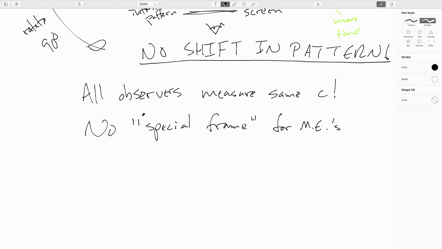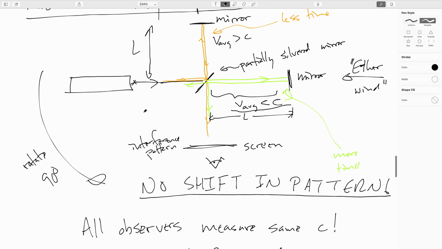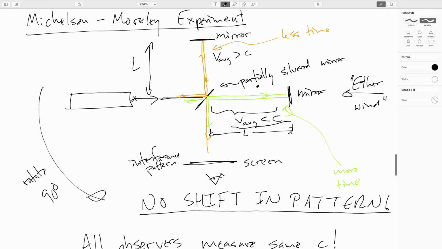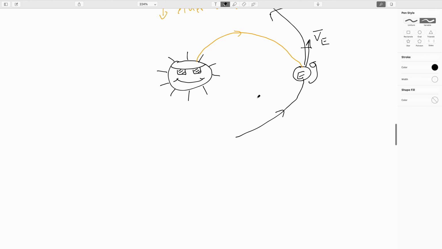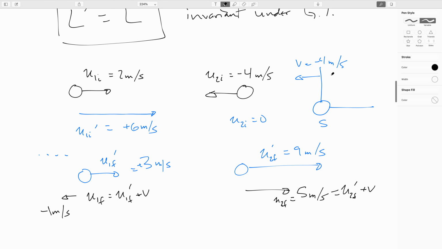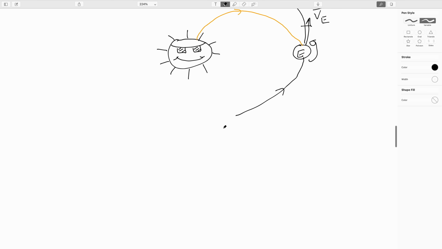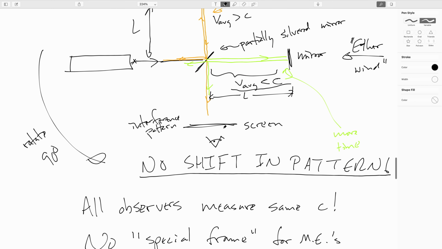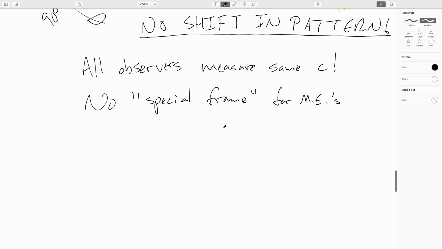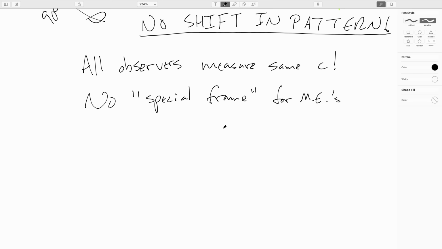So where did we go wrong? Well, the only place we can look back is thinking about this bit right here. Remember, we were saying this ether wind thing was the same difference as doing these kind of boost in and boost out calculations under the Galilean transformation. So the idea was we were boosting to a hypothetical special frame and then boosting back out. And we found that there was no special frame.